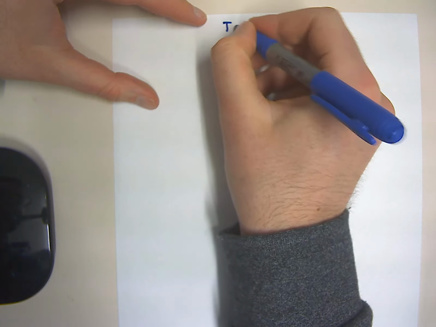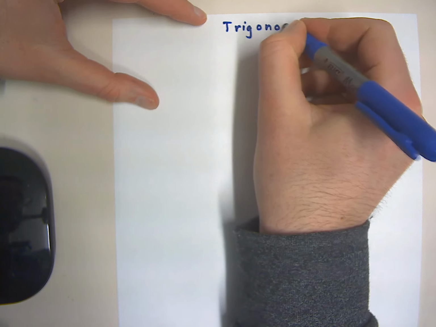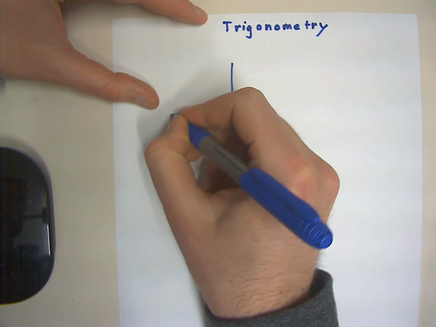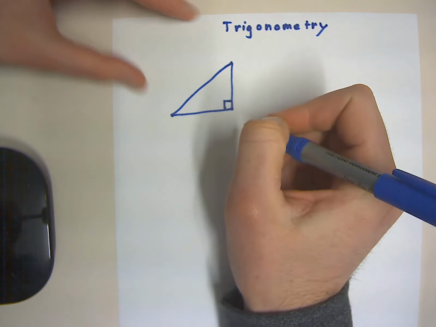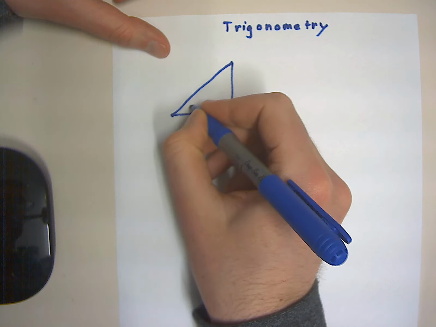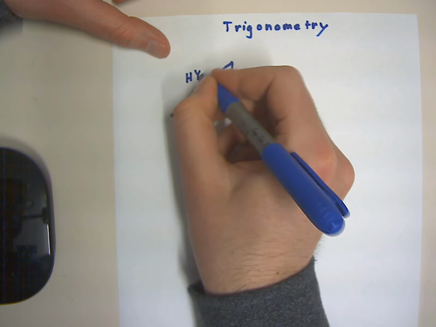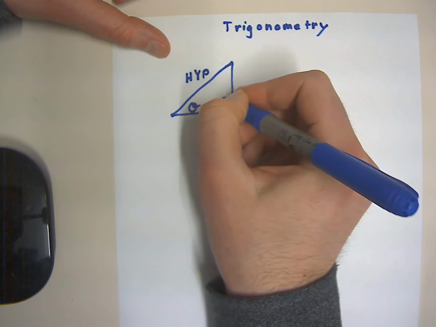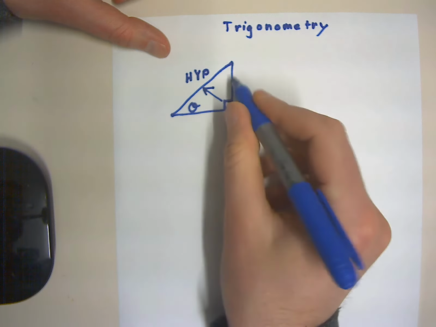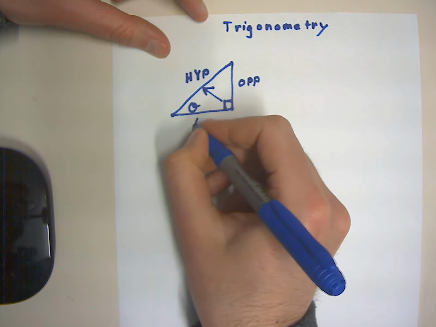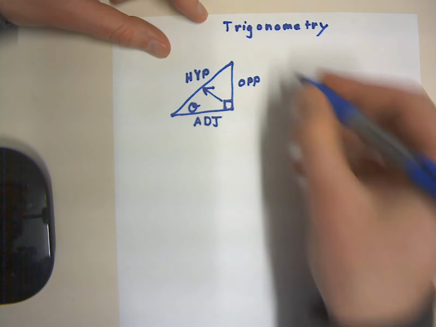Now, if we're thinking about trig, because that's the main point, trig always starts with the right-angled triangle. If I take a right-angled triangle like that, and I have an angle here, then the side opposite the right angle is called the hypotenuse. This side here is opposite this angle, so we call that the opposite side. This side here is next to the angle, so we call that the adjacent side.